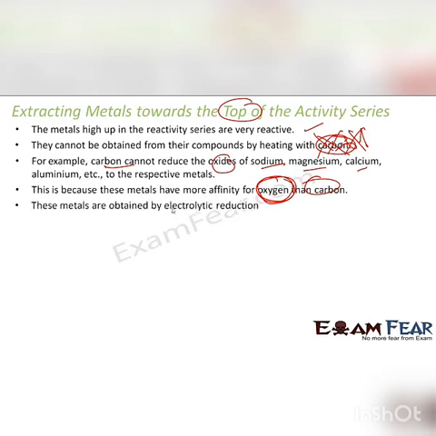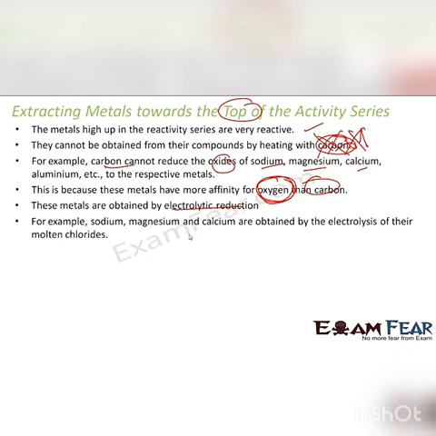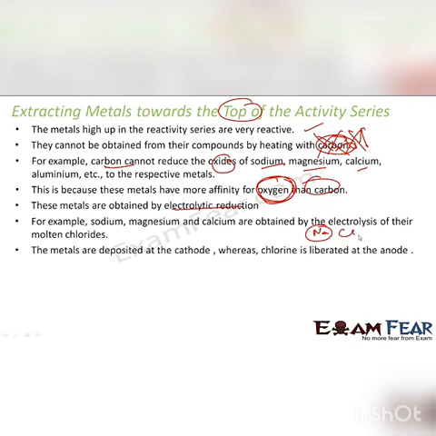So that's why we use electrolytic reduction. In this case, for example, sodium, magnesium and calcium can be obtained by electrolytic reduction of their molten chlorides. For example, you have sodium chloride in molten form, and then in this case you use electrolytic reduction. The metals will be deposited at the cathode and chlorine will be deposited at the anode.